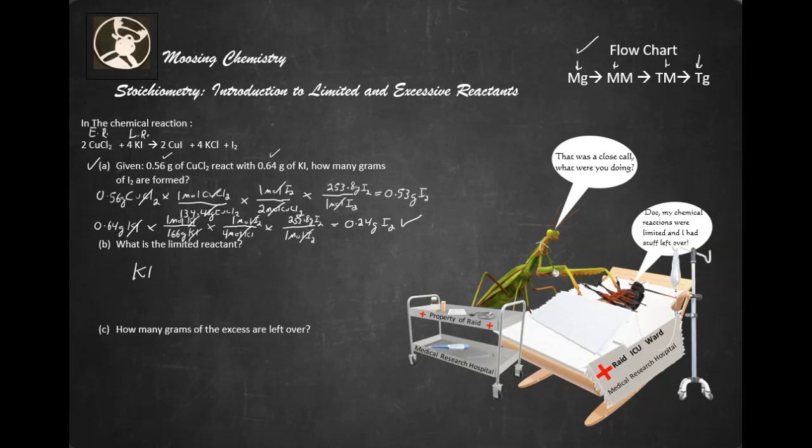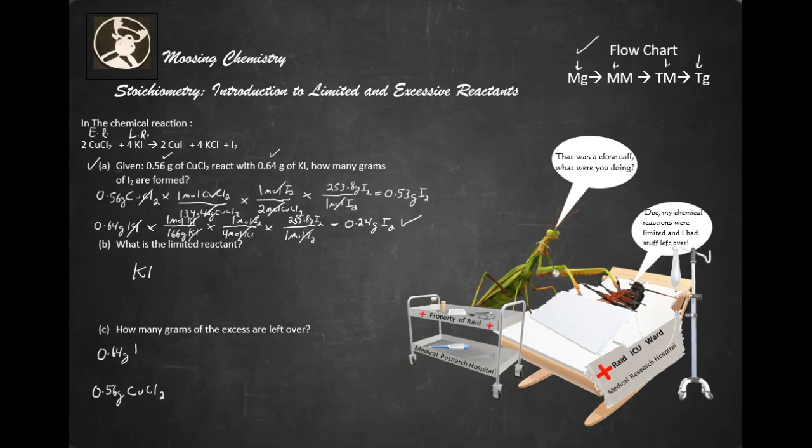Now, the last question says, how many grams of the excess is left over? Well, we're starting with exactly 0.64 grams of KI. That's our limiting reactant, so we're going to use that one to work the problem and find the excess reactant. In the excess reactant, we have 0.56 grams of CuCl2, right?